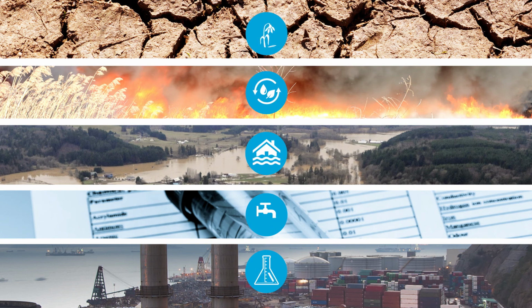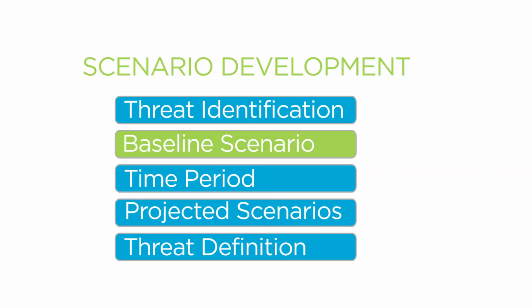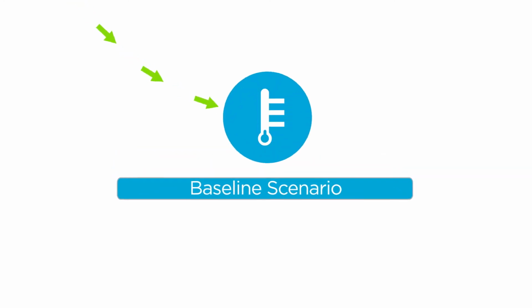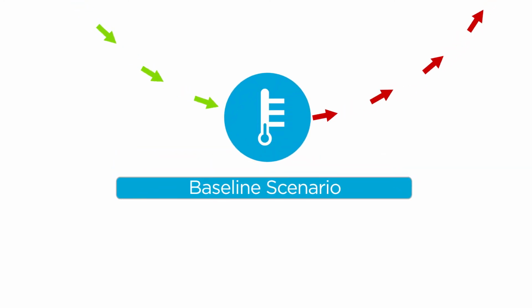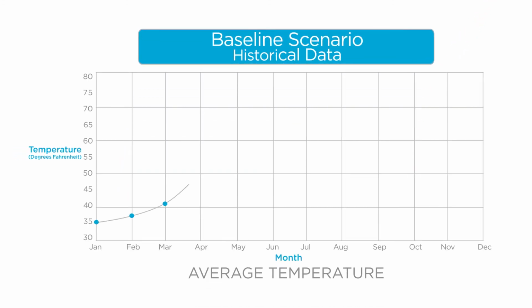Let's start with what you already know by building your baseline scenario in Step 2 of this module. Your baseline scenario represents your current threat conditions based on your utility experience and historical climate conditions. This scenario is the foundation for developing other projected scenarios, which describe how threats might change in the future.